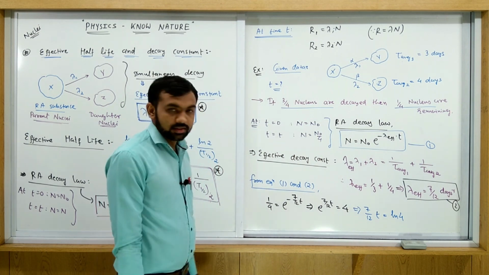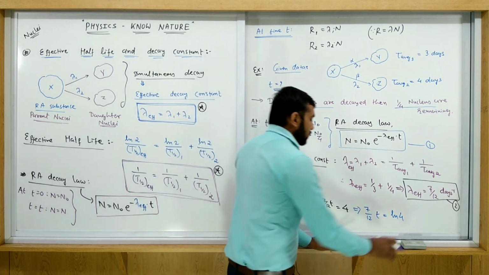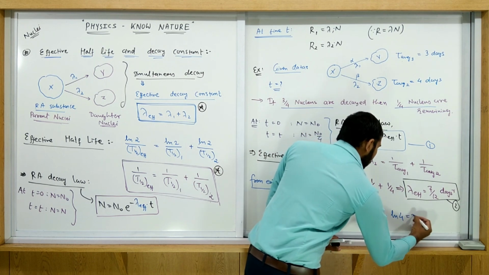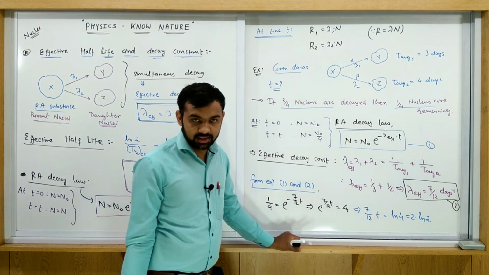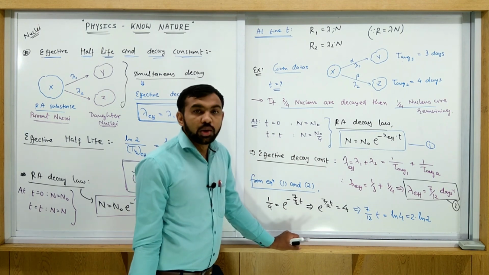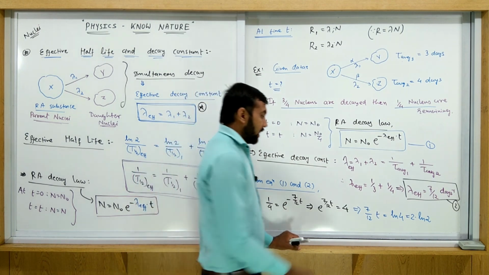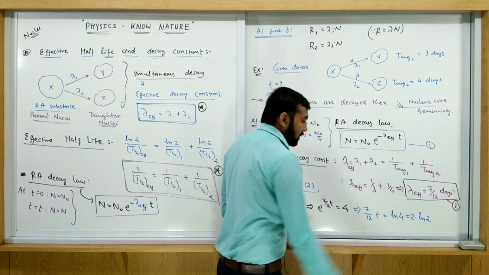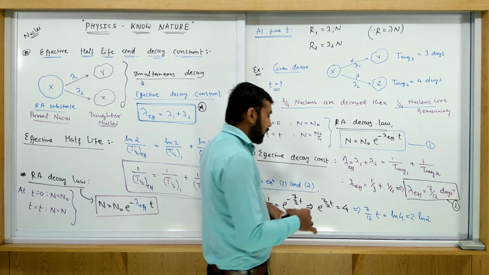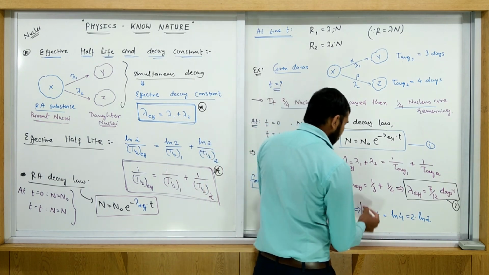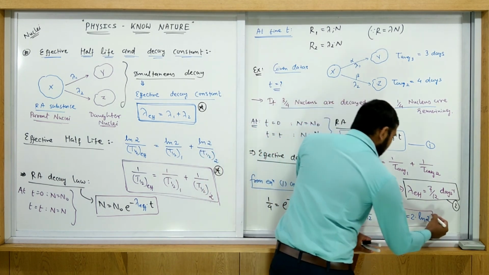ln 4 is simple: this is 2 into ln 2. ln 2 is 0.693, as we know. And just multiply 12 and 7 here, so finally you get the answer for t. From this equation, all of you calculate the t. That is remaining as homework. Find t.